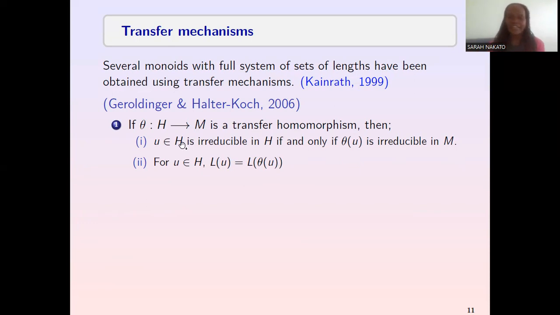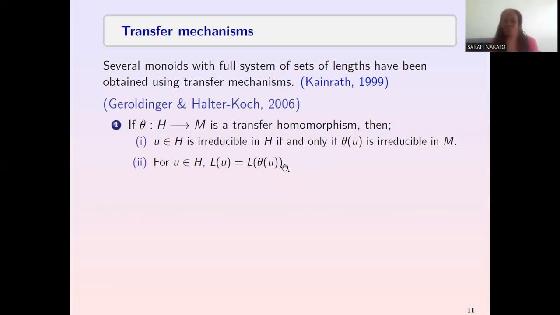And now, under transfer mechanisms, in case I want to study factorization properties of my monoid H, what I can do is to get a friendly monoid, maybe where the property that I need is already known. Then I construct a transfer homomorphism from my monoid of interest to the other monoid, which is already known, and then pull back what is known here and get it for my monoid H. So those are the transfer mechanisms. And it's a very important tool in the monoid setting, actually.